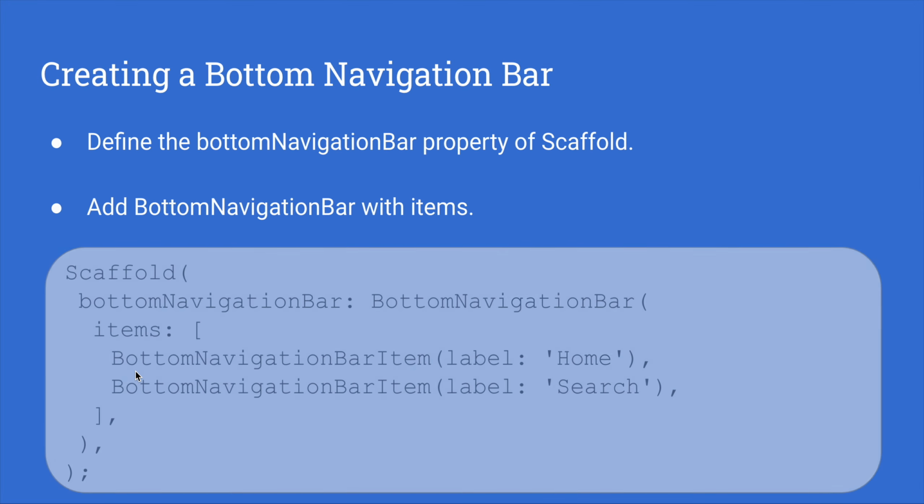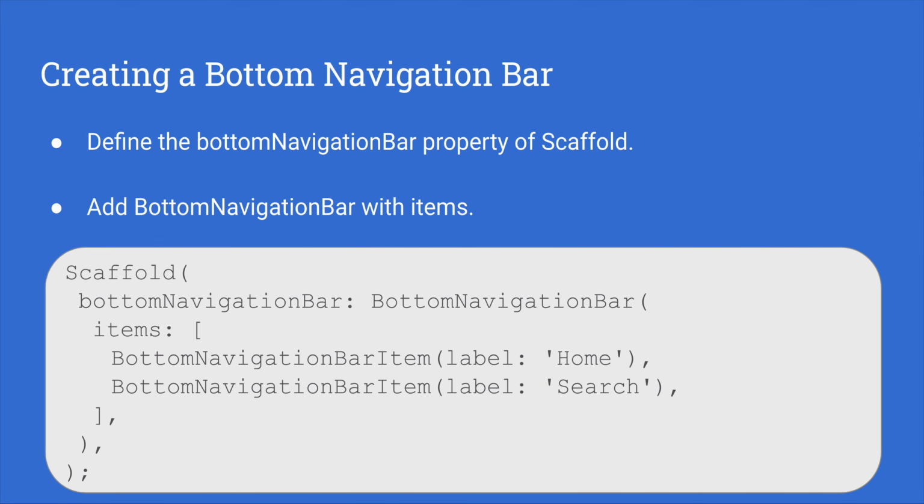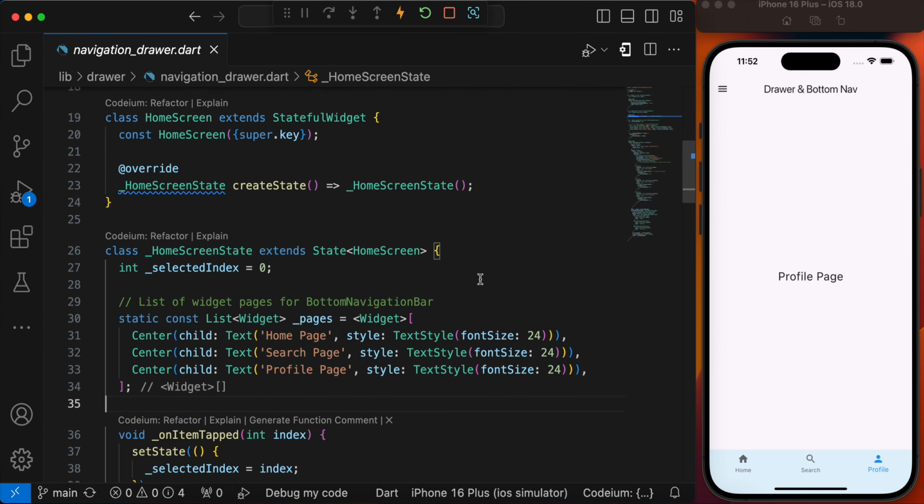How to create a bottom navigation bar? Define the bottom navigation bar property of the scaffold and add a bottom navigation bar with items. Like this, the syntax is here: we are using a scaffold, and in the scaffold's bottom navigation bar property we provide a bottom navigation bar with items like home and search. Okay, so let's see one example.